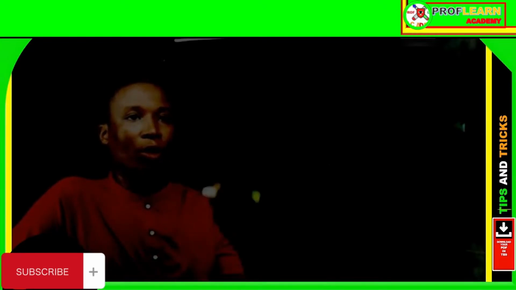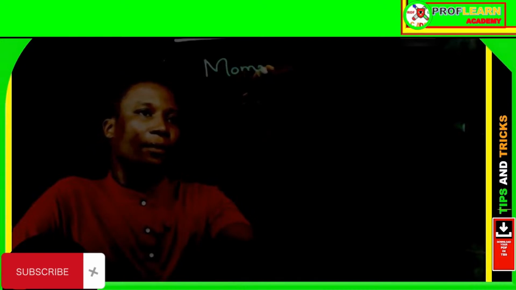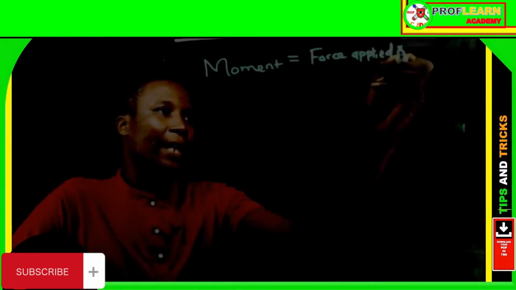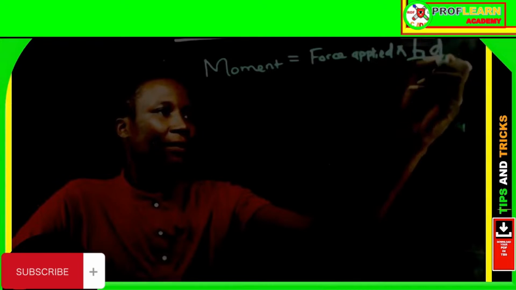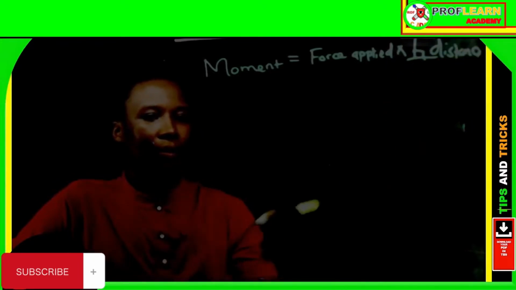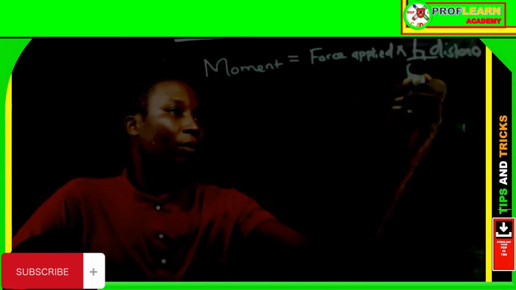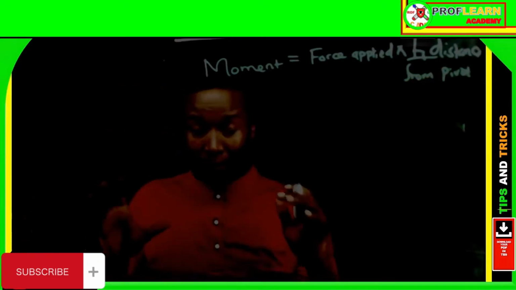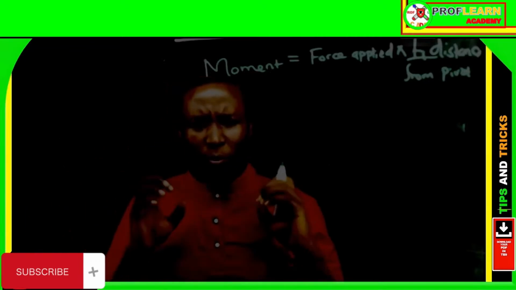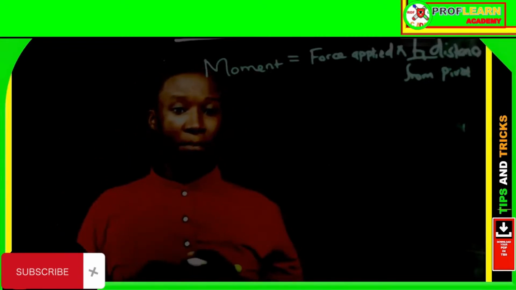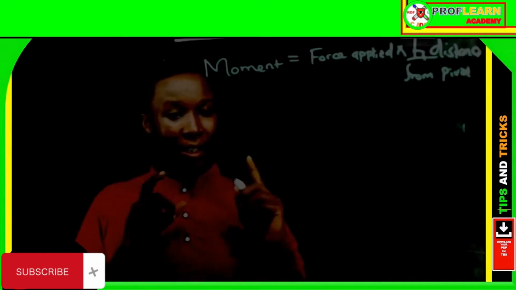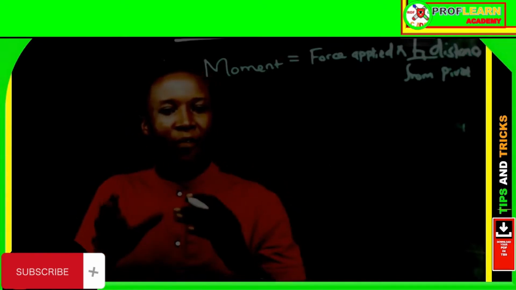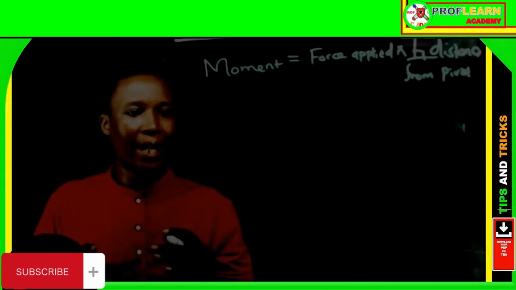So, moment is usually calculated from the force applied times the perpendicular distance from the pivot. Now, if you are asked to work out a moment, the first thing that you must ask yourself is, which force is applied? Number two, what's the distance from where the force is applied to the pivot?